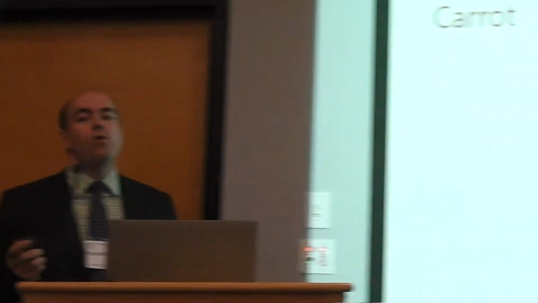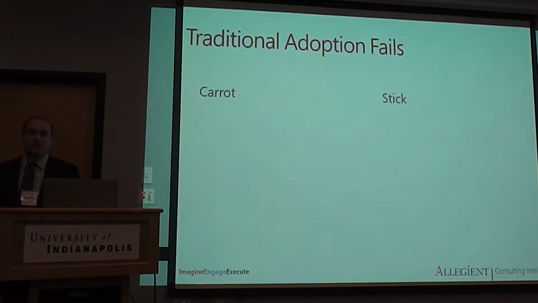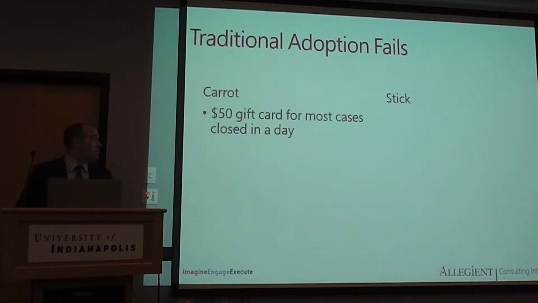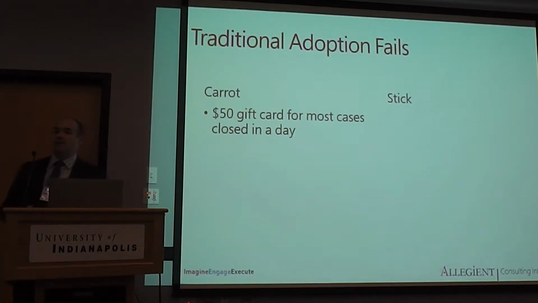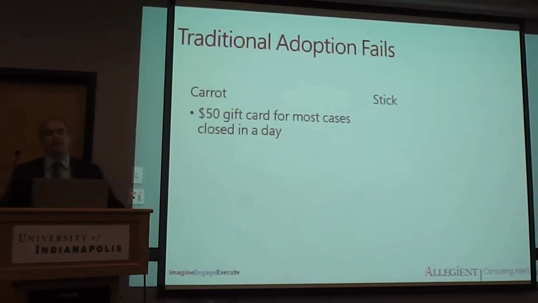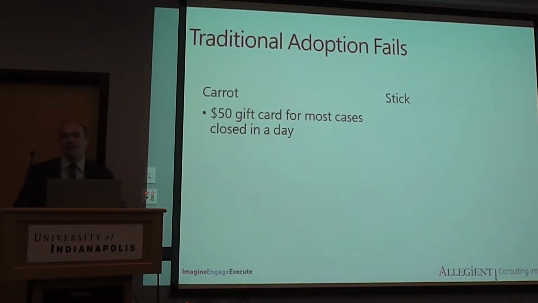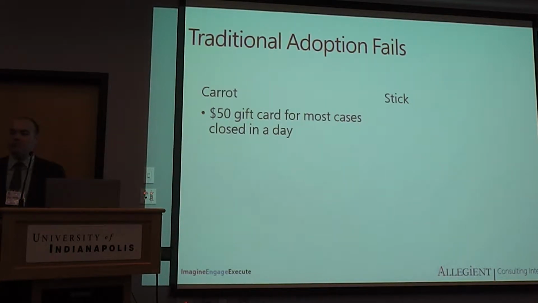So what are some ways that traditional adoption attempts fail of customer relationship management software? So here's one example. $50 gift card for the most cases closed in a day. So you go to a customer service group and you say, whoever closes the most cases today gets a $50 gift card. So when I'm done, I'm going to ask you if you guys can tell me why you think that's maybe not the best way to increase user adoption.